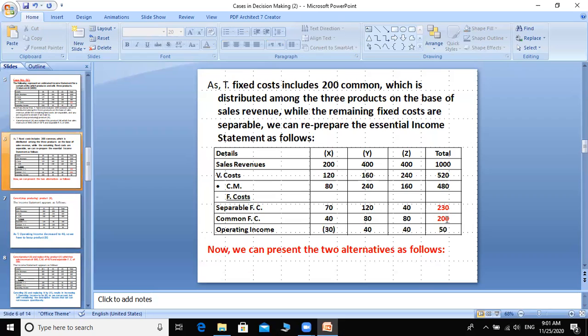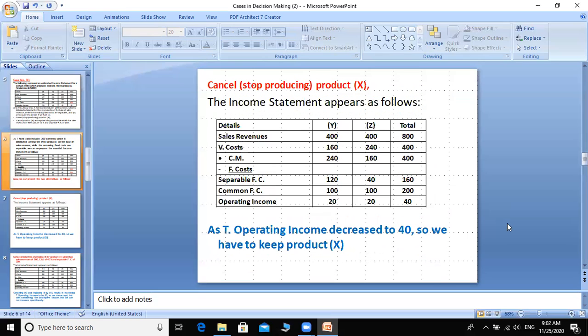The common fixed cost was 200, divided between the three products according to their sales. Now X does not exist. X is cancelled. But this is common fixed cost. I have to pay it whether X exists or is dismissed. So the 200 will be distributed among Y and Z. As Y and Z sales are 400 and 400, the 200 will be 100 and 100 instead of 80 and 80, because X is not found to bear the 40. So the common fixed cost 200 is divided equally between Y and Z because we don't have product X.